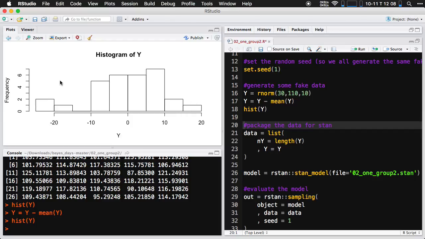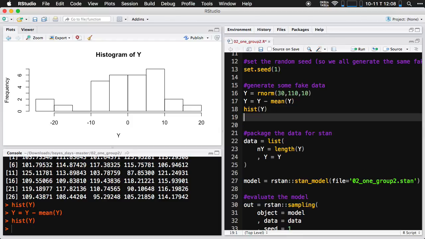Another thing that is useful to do, in addition to centering on 0, is to make it so that the range is about some set. So you squish it together or pull it apart. This range is from negative 20 to positive 20. What if I want it to be about negative 3 to 3?